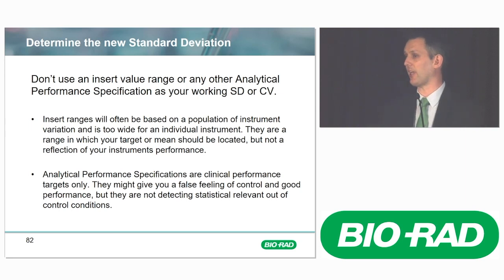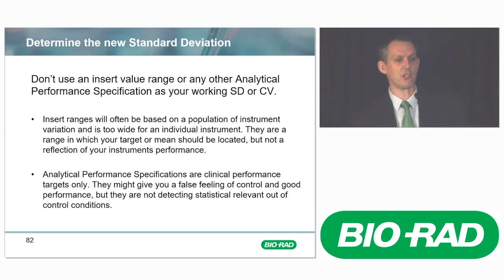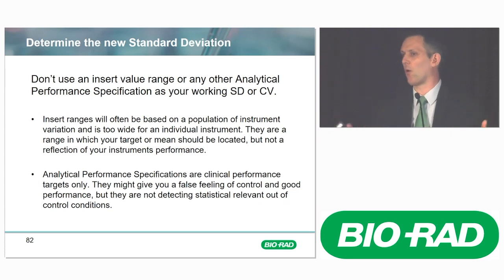Analytical performance specifications, like biological variation, like your CLIA limits, also are not what should guide your instrument. They are a target for quality, but they are not what you should use to evaluate your instruments. I've seen examples where people say, okay, I take my biological variation, I divide it by 2, I put that in as a standard deviation, and I'm good. Often that will give you a false sense of security because you think you're running everything okay, but you're not.